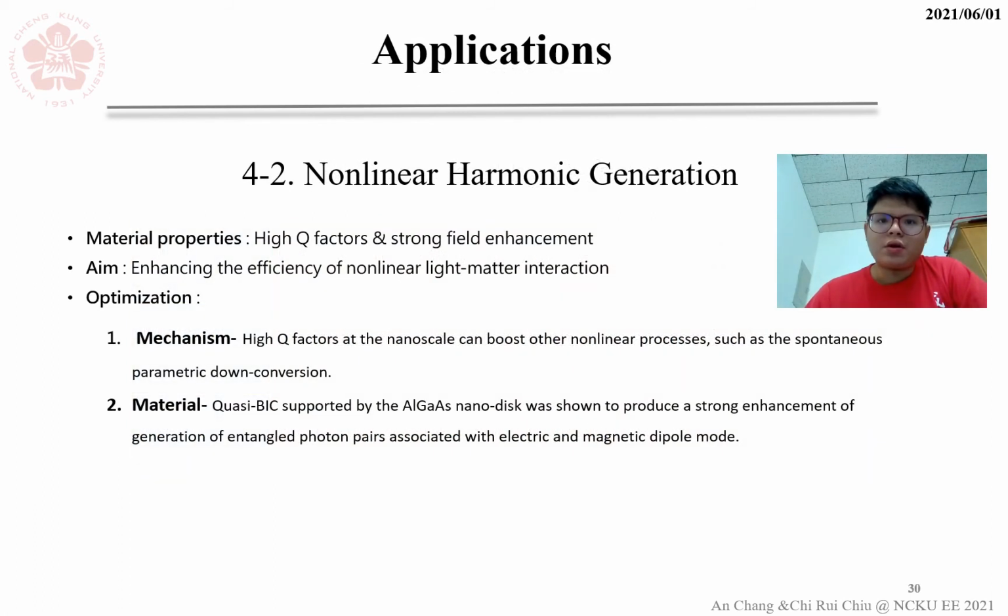First, I introduce nonlinear harmonic generation. We want to get a high Q factor and strong field enhancement. So in this part, we are aiming at enhancing the efficiency of nonlinear light-matter interaction. I showed 3 mechanisms and 3 material optimization ways to improve it. In mechanism, the first is higher order anapole supported by a large germanium nanodisk, using the characteristic of narrower scattering cross-section and higher localized field confinement, just like picture A elaboration.